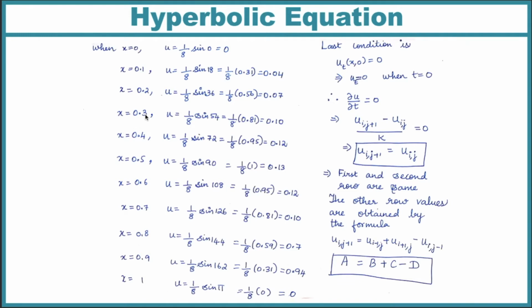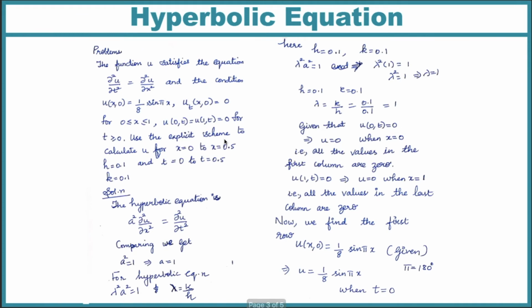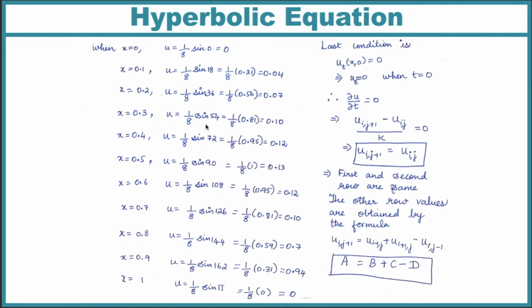When x is equal to 0.3, u is equal to 1 by 8 sin 54. Sin 54 is 0.81, so 0.81 divided by 8 becomes 0.10. Next, x is equal to 0.4, u is equal to 1 by 8 sin pi x, so pi into 0.4 gives 72, and 1 by 8 into 0.95 is equal to 0.12. x is equal to 0.5, 1 by 8 sin 90, that is 1 by 8 of 1, equal to 0.13.